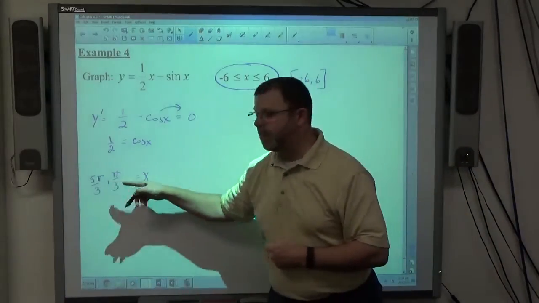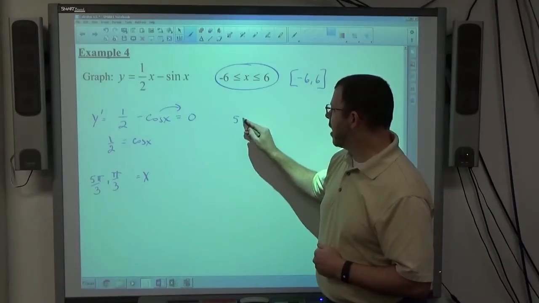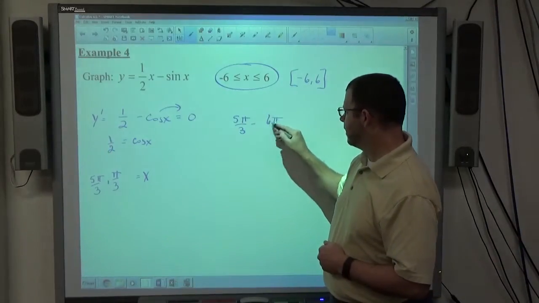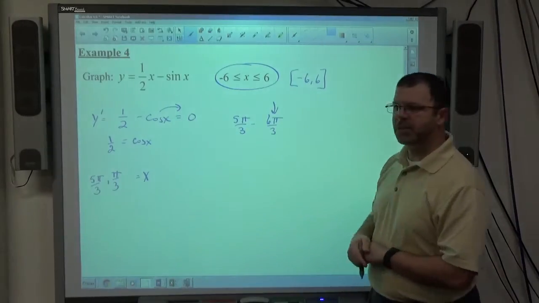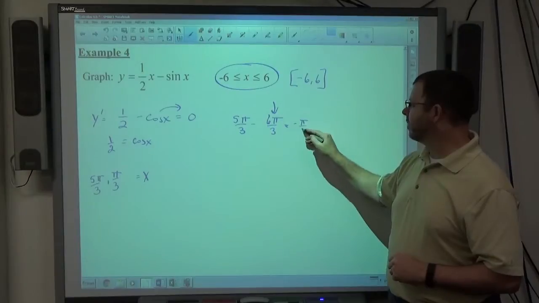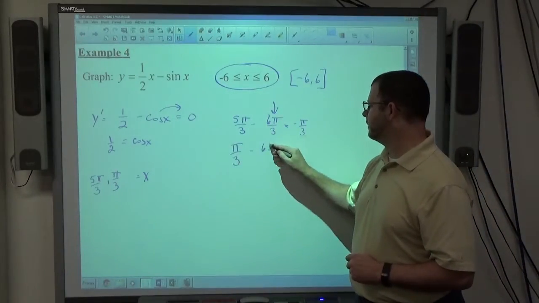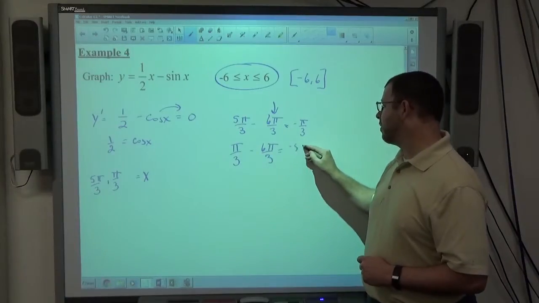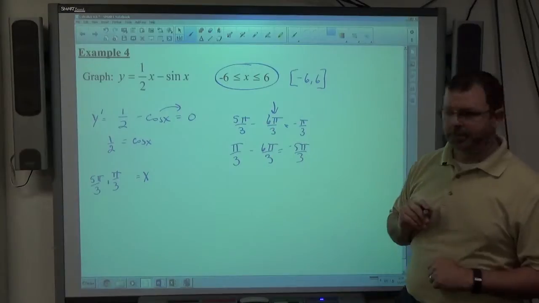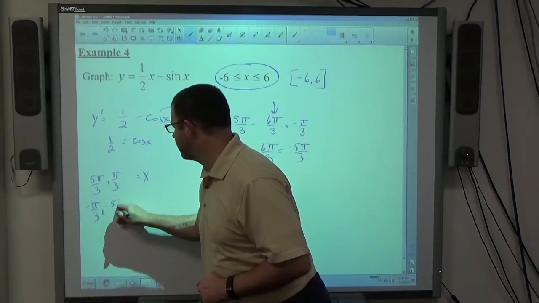So 5 pi over 3 and pi over 3 represent 2 places where the cosine equals 1/2. If I take 5 pi over 3 and subtract 2 pi from it, that's 2 pi in disguise, 6 pi over 3, for common denominator purposes, I get negative pi over 3. If I take pi over 3 and subtract 6 pi over 3, I get negative 5 pi over 3. Okay, so both of those numbers work too, right? So negative pi over 3, negative 5 pi over 3.